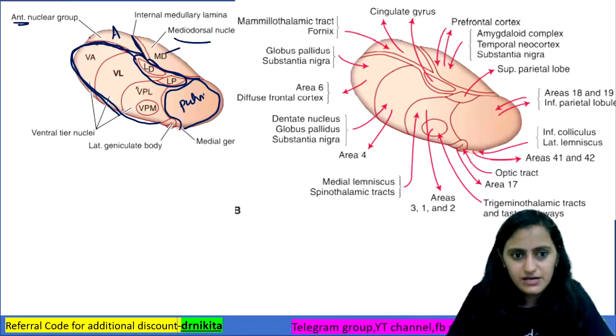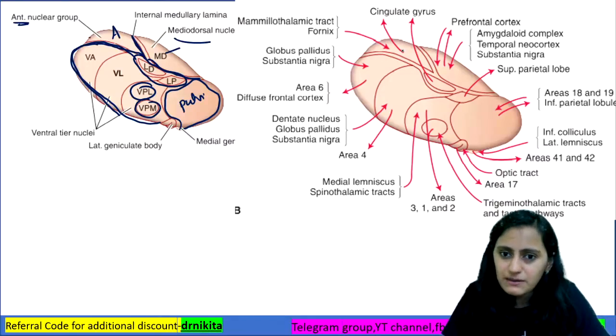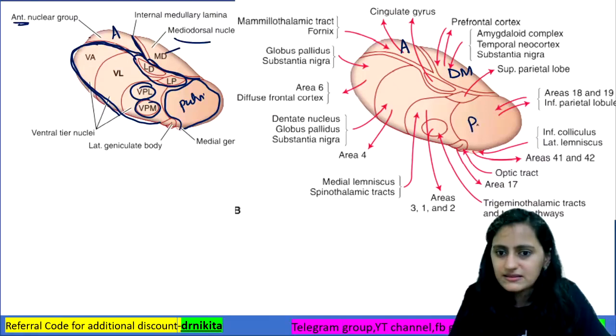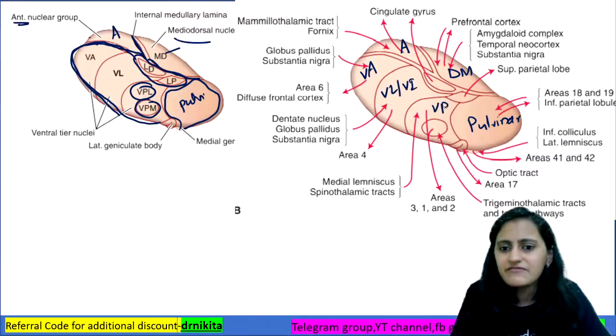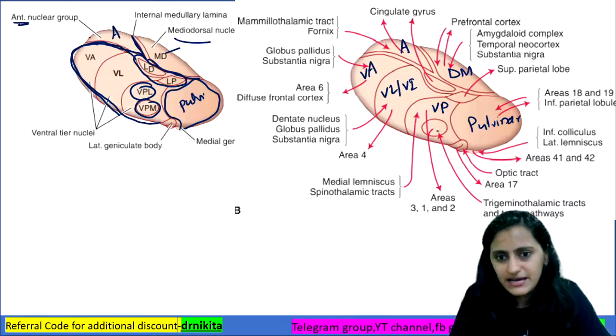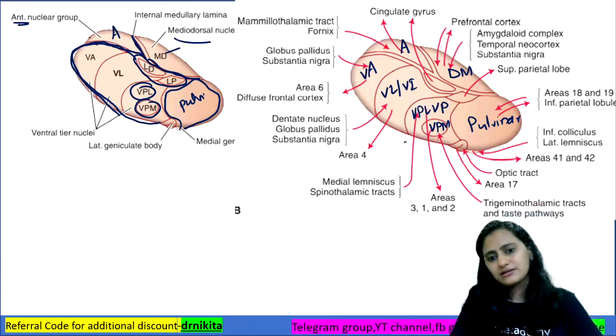That is the pulvinar. Ventral posterior is divided into VPL and VPM. Now in this image, if I have to label again, this is anterior, this is dorsomedial, the largest one, this is the pulvinar. In the ventral group we have ventral anterior, ventral lateral or ventral intermediate, and we have ventral posterior, which has ventral posteromedial and ventral posterolateral, right?